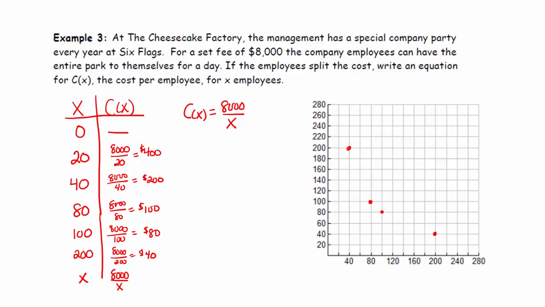Look what's happening here. We definitely have a curve decreasing, right? As X is increasing, Y is decreasing. And we said that 0 doesn't have a value here. Would the cost per employee ever be $0? No, right? They'd have to pay something. So we know that this graph is never going to hit 0.